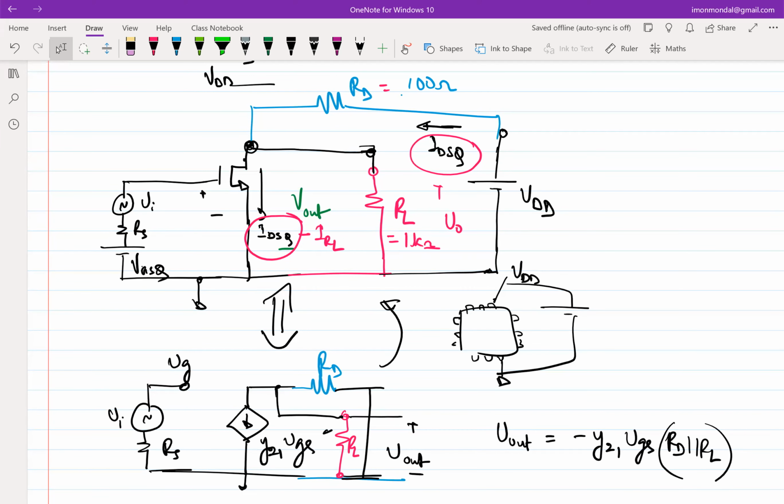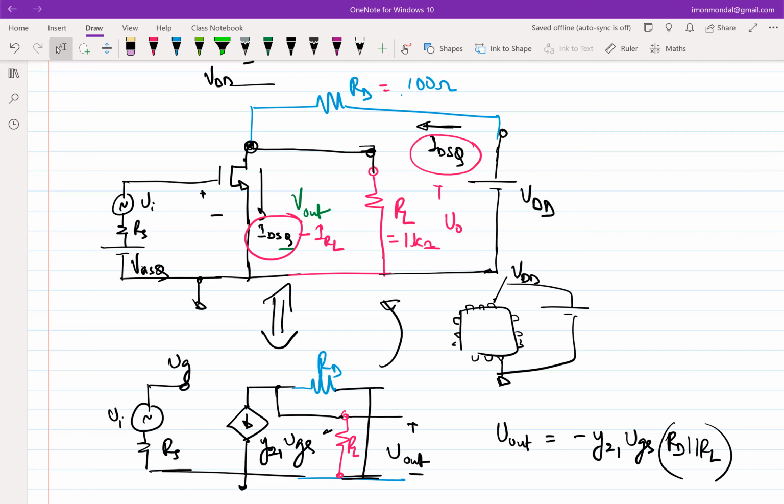Yeah, the biasing point will be disturbed, but if I keep on reducing RD, for example, if I take the trivial case of RD going to 0, will the transistor be in saturation? Let's say RD is 0, which means it's a short. Will the transistor be in saturation? No, we cannot comment until RD is 0.